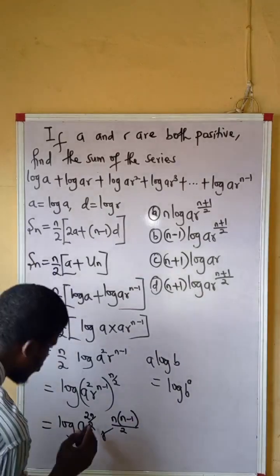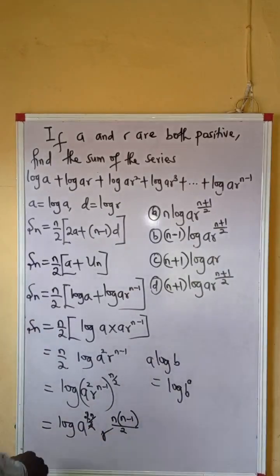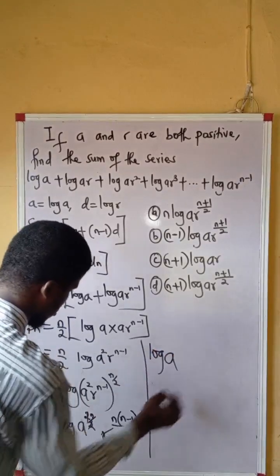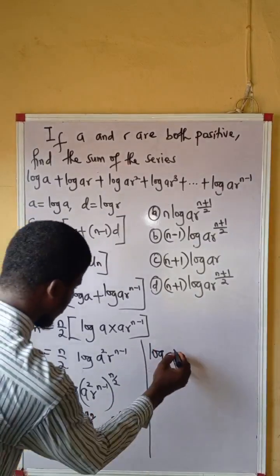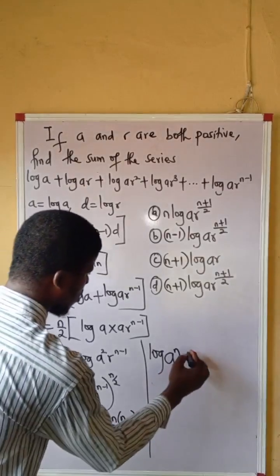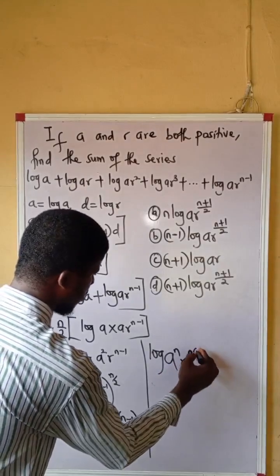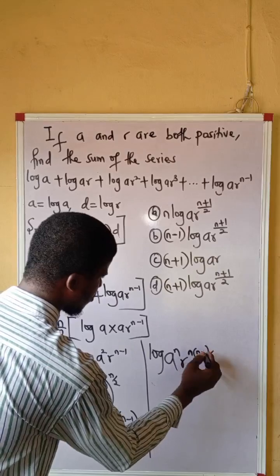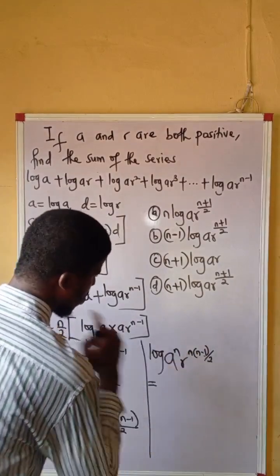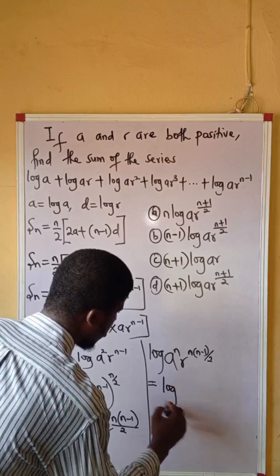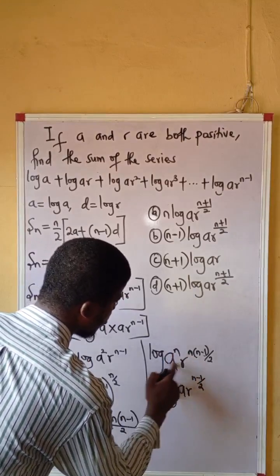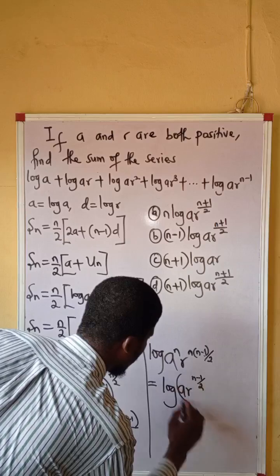You get it now. So 2 cancels 2, right? What do we have now? It means that we have the logarithm of a to the power of n, then r to the power of n into n minus 1 over 2. Here n is common, so I want to bring it out to be log of a r to the n minus 1 over 2. Since n is common to both powers, I'll just bring it out like this.